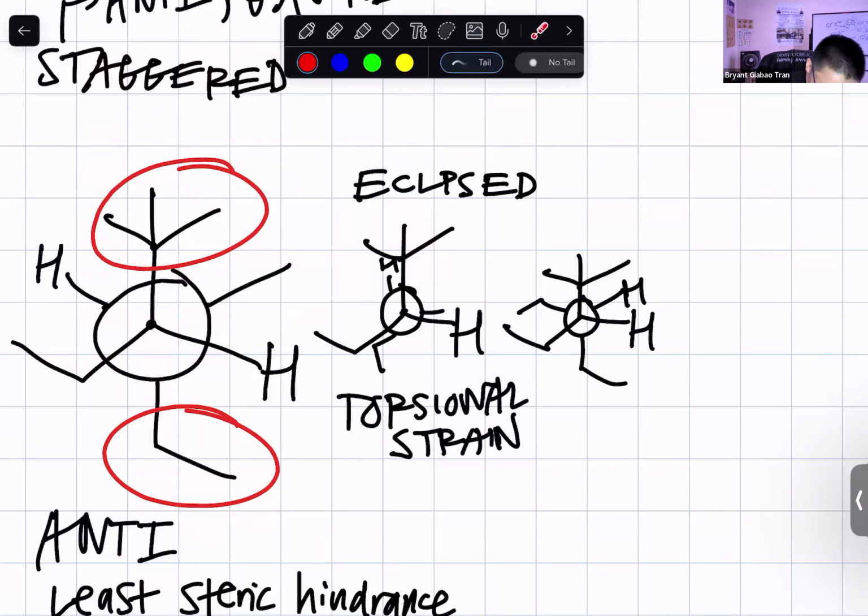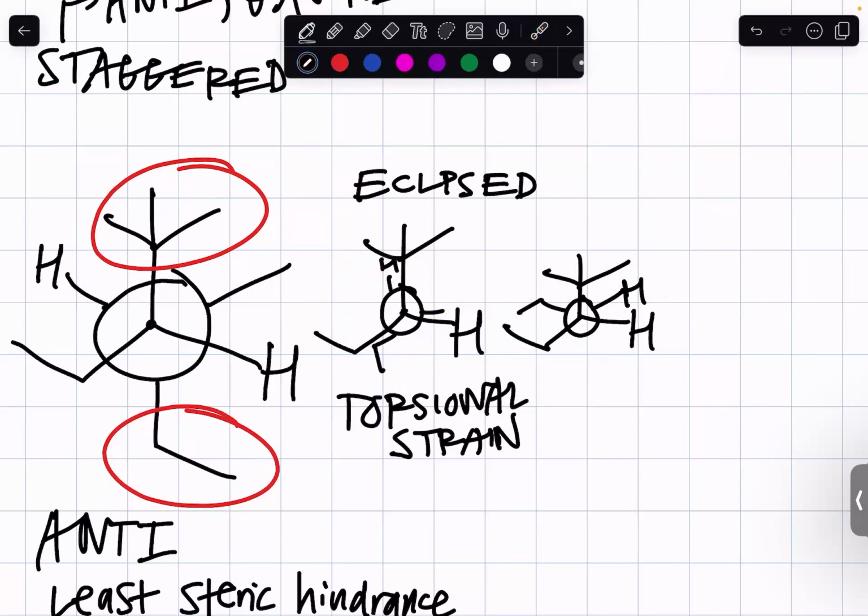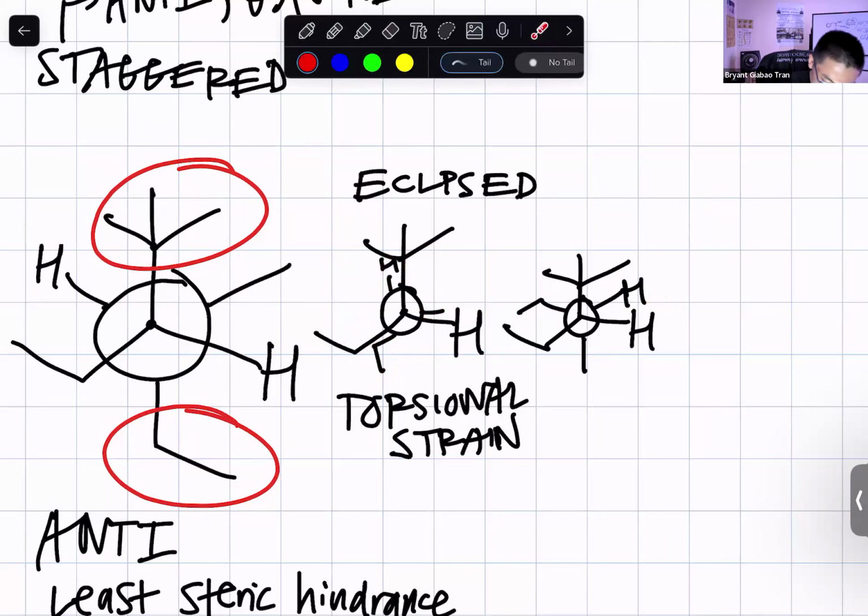Like how I got to this group right here: when I'm rotating the groups, I'm keeping the front groups the same, and I'm just rotating the back groups 60 degrees one at a time. This ethyl group rotates 60 degrees, so it's now there. Hydrogen is now here. Methyl is now here. If I rotate it 60 degrees one more time, now the ethyl group is here, the hydrogen is here, and the methyl is here. So now we are back in the staggered conformation.